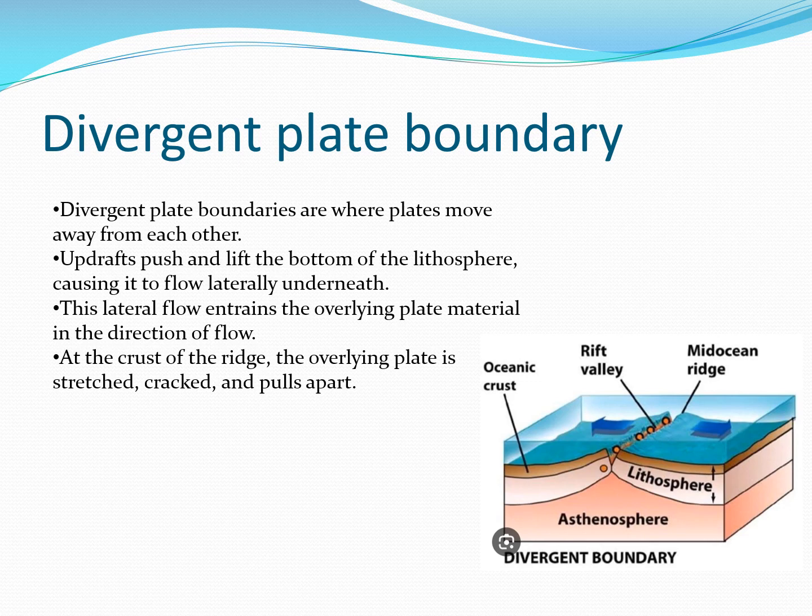The magma pushes and lifts the bottom of the lithosphere, causing it to flow laterally underneath. This lateral flow drags the overlying plate material in the direction of the flow. At the crest of the ridge, the overlying plate is stretched, cracked, and pulls apart. The Mid-Atlantic Ridge is a divergent boundary.